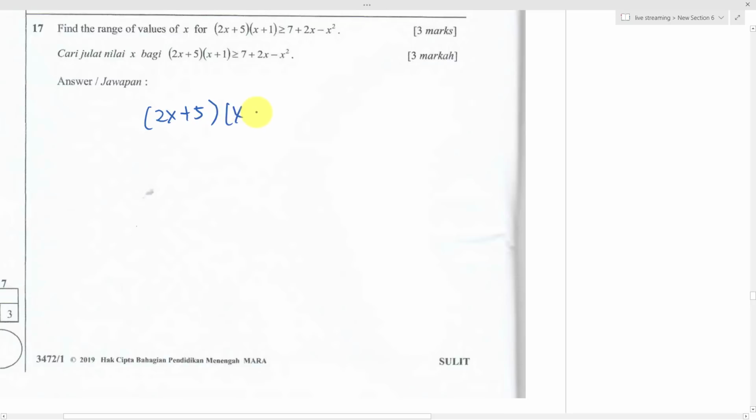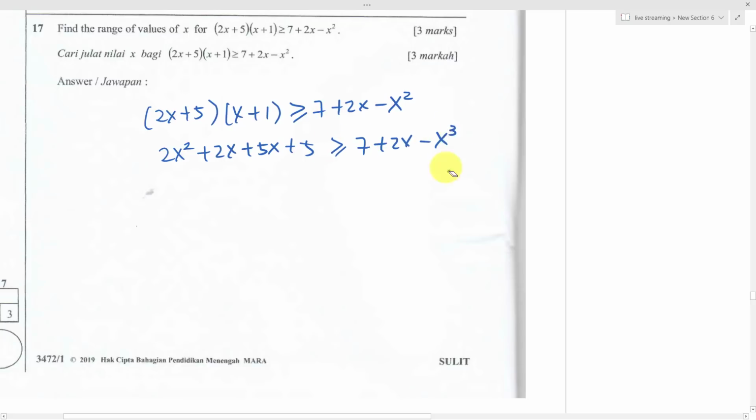So, yeah, I will kind of need to expand it. Alright, so let's expand it. This is 2x squared plus 2x plus 5x plus 5. Then this one should be the same. I simplified the next step, x squared. Move here, I get 3x squared, solve the x squared already.